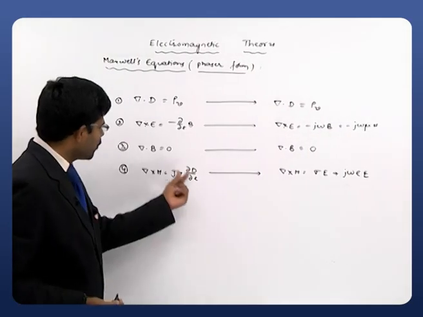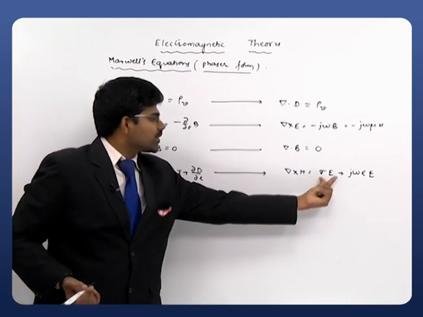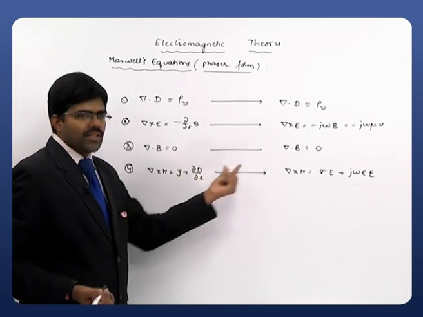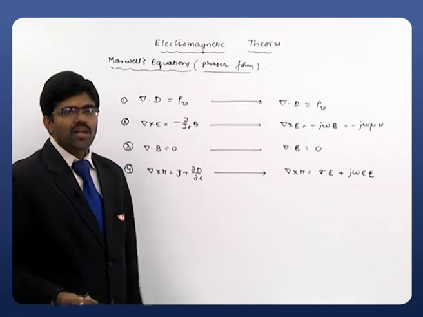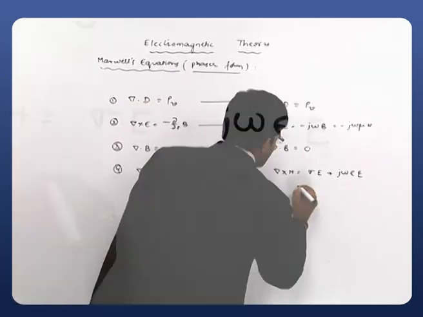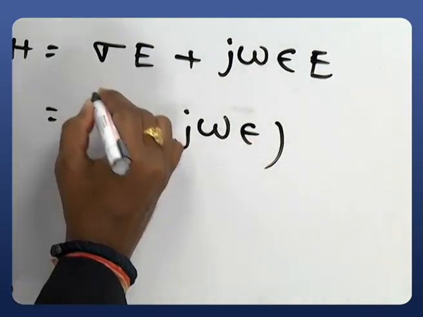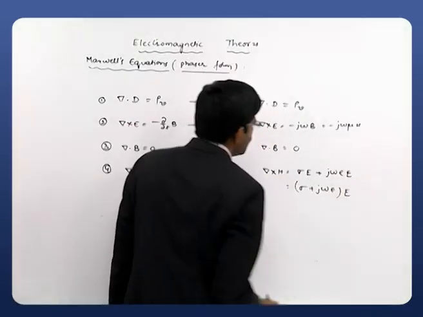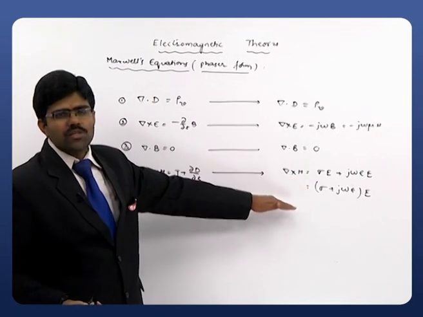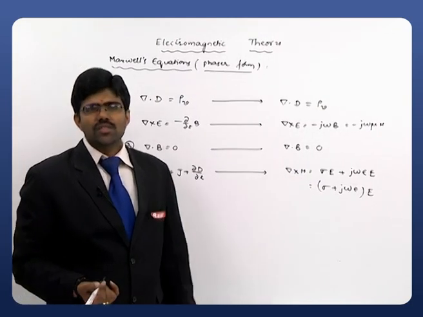Just what I am doing is modifying these terms. J is replaced with σE, and ∂/∂t is replaced with jω, D is replaced with εE. Which is nothing but simply (σ + jωε) multiplied with E. So these are the four Maxwell's equations mentioned in our phasor form.